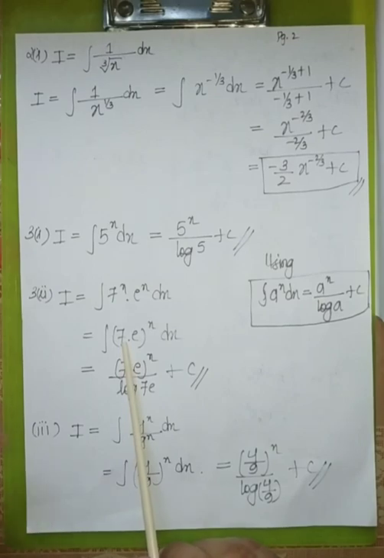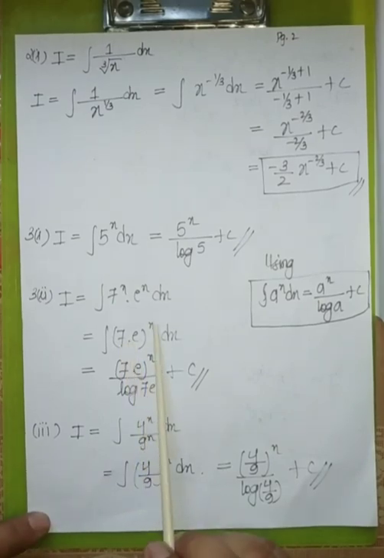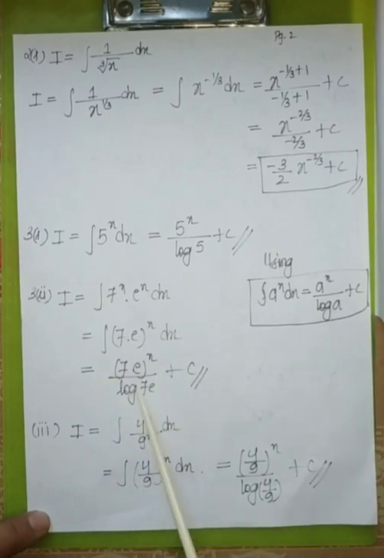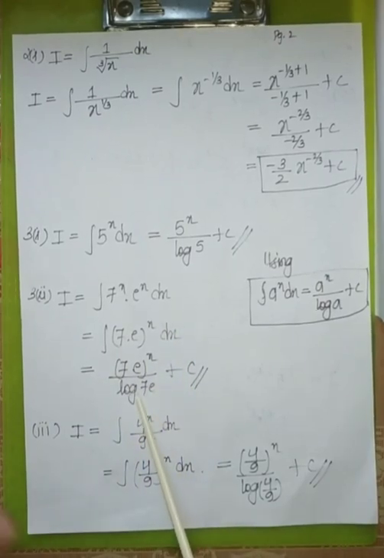E was also a constant, so 7e is also a constant. So use the same formula. Is it in the form of e to the power x? Because this is a constant. So a to the power x divided by log a base e plus c.